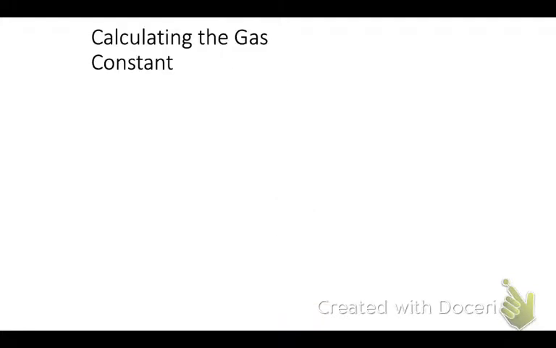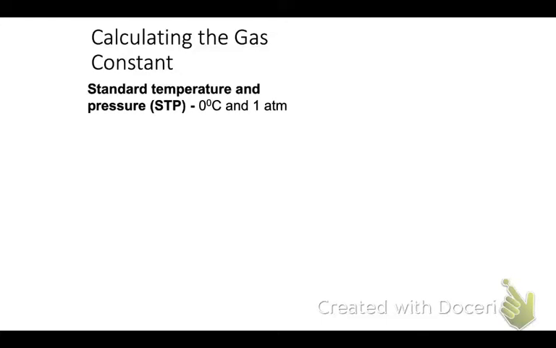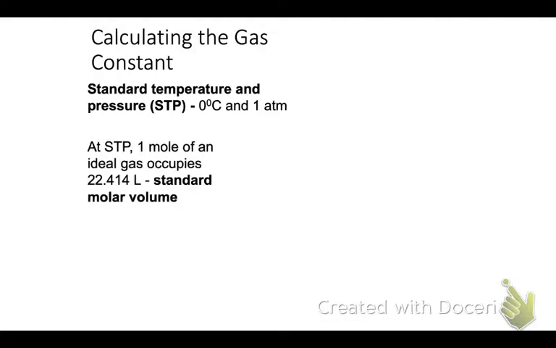Okay, so now let's calculate the gas constant. Our calculation of the gas constant has to come from one fact that we know about gases under standard temperature and pressure, or what we call STP. So what is STP? It is when the temperature is 0 degrees Celsius and the pressure is 1 atmosphere. That is what we call standard temperature and pressure.